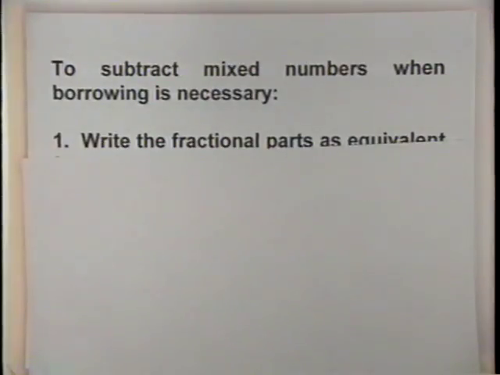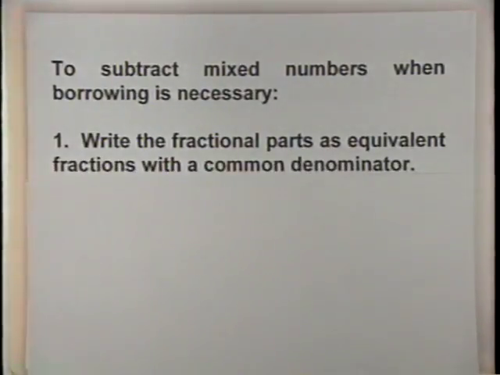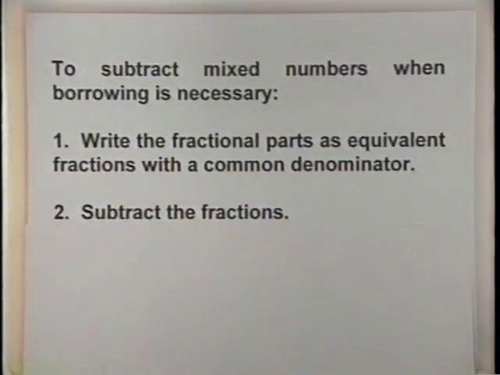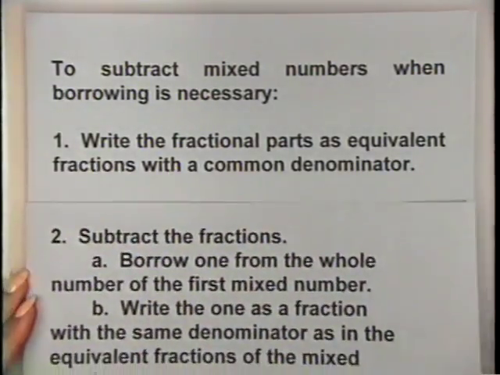To subtract mixed numbers when borrowing is necessary, first we'll write the fractional parts as equivalent fractions with a common denominator if they do not already have a common denominator. Our next step is to subtract the fractions. However, if the first fraction is smaller than the second fraction, we know that we need to borrow.